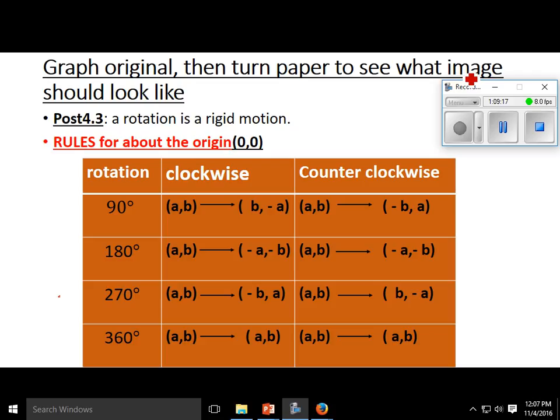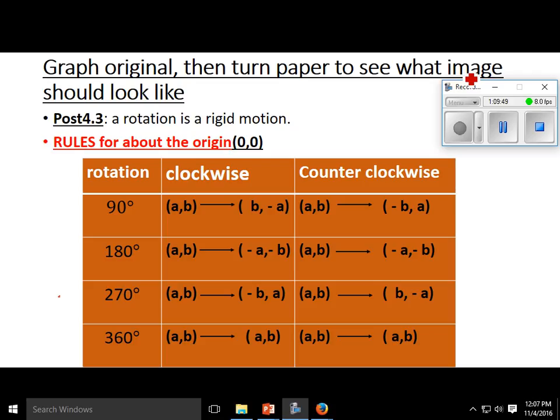These are the rules if you're rotating on a coordinate system about the origin, 0, 0. These are the rules you're going to use. Write them down carefully. If you mess them up as you write them down, then you're going to do every problem wrong when you use that rule. Again, this book only does the counterclockwise ones. It doesn't do the clockwise ones.